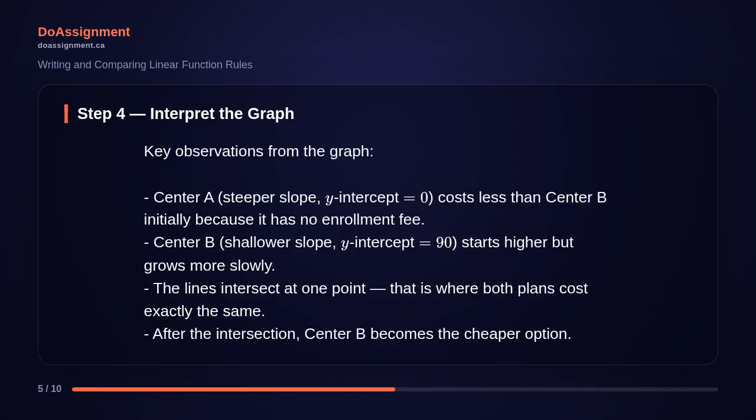Looking at the graph, center A starts cheaper because there is no enrollment fee, but its steeper slope means costs grow faster. Center B starts at $90 but grows more slowly. Eventually, the two lines cross, and after that crossing point, center B is the better deal.